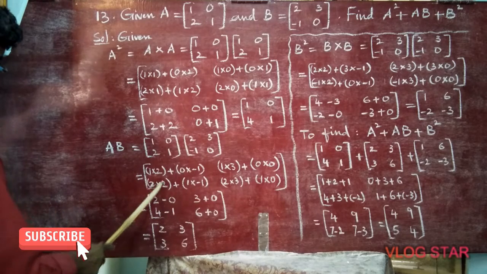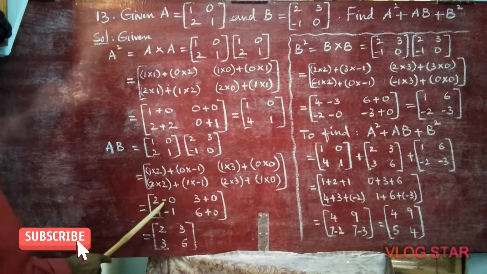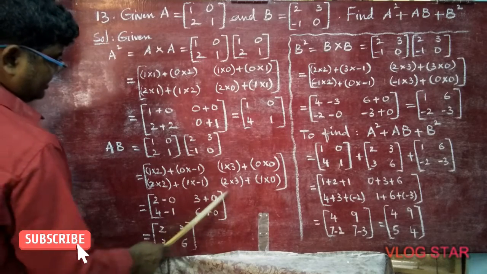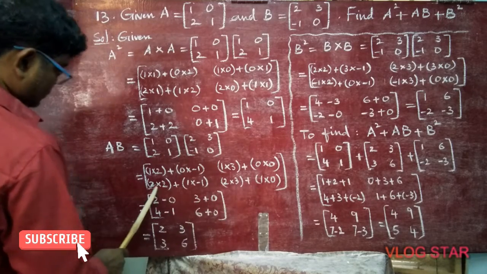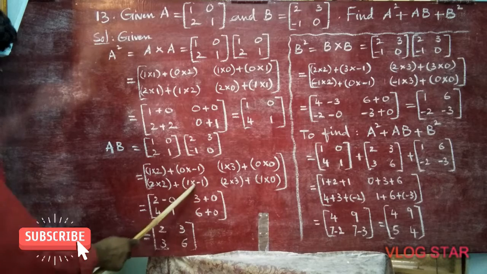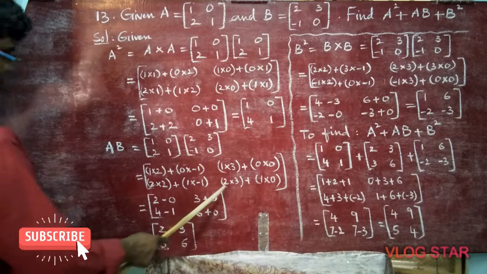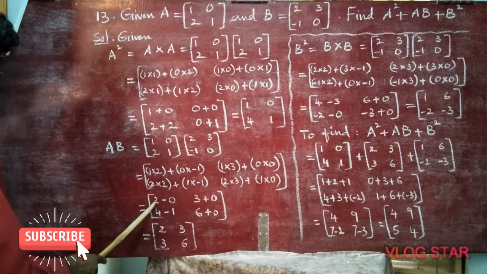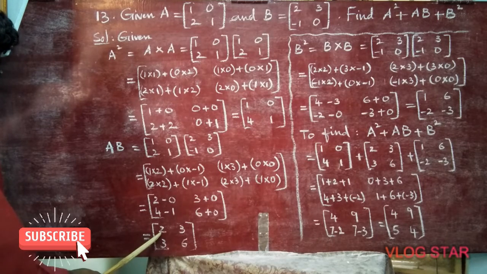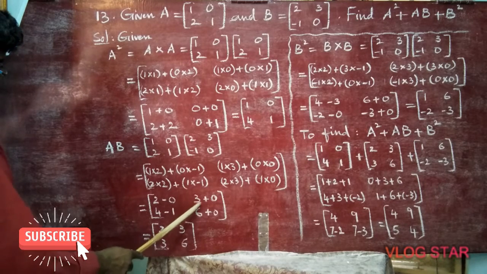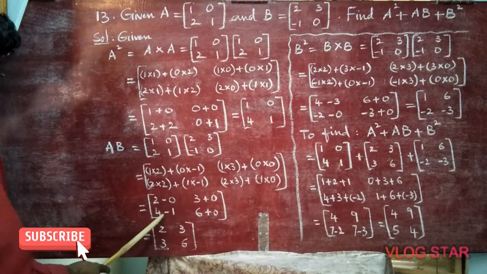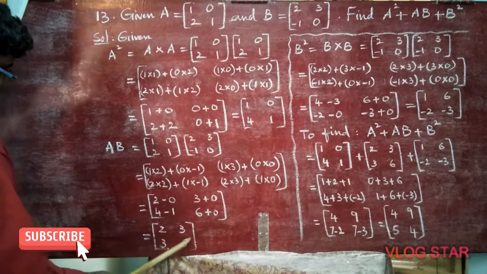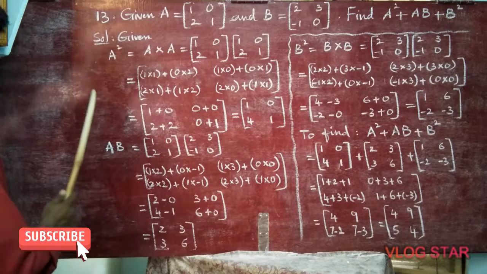Now simplify. 1 2s are 2, plus into minus, minus, 0 1s are 0. 1 3s are 3, plus 0 0s are 0. 2 2s are 4, plus into minus, minus, 1 1s are 1. 2 3s are 6, plus 1 zeros are 0. Now 2 minus 0 is 2, 3 plus 0 is 3, 4 minus 1 is 3, 6 plus 0 is 6. This is the value of AB.